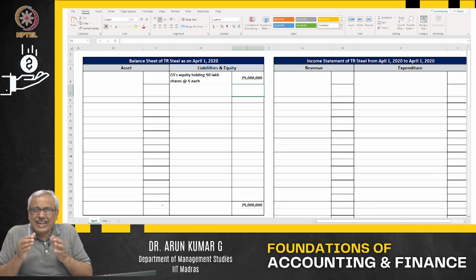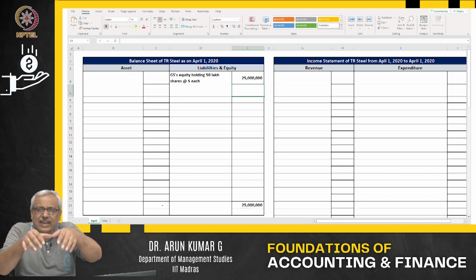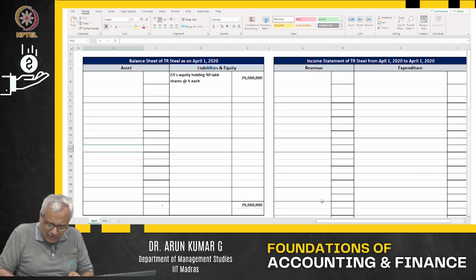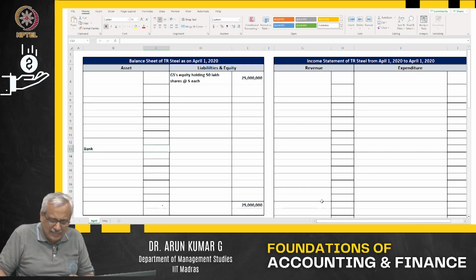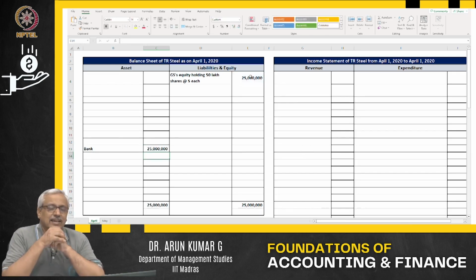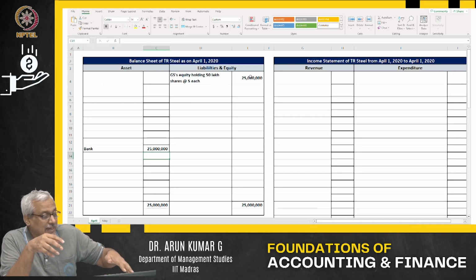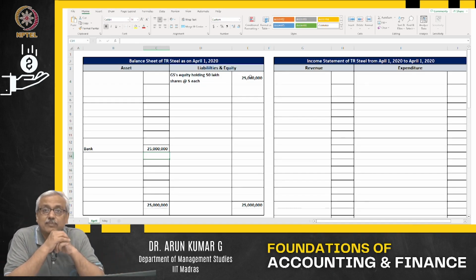That means the cash, once it is there in the bank account, it is in the bank account of what? TR Steel. So, who owns the money? TR Steel owns the money. Once TR Steel owns the money, what is it? It is an asset. They have deposited, GS has given capital, you owe the money back, but it is the hard cash that is there, that is owned by whom? Owned by TR Steel. So, it is an asset out there, simple.